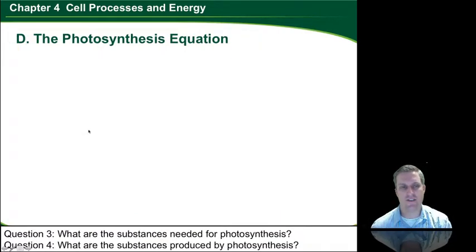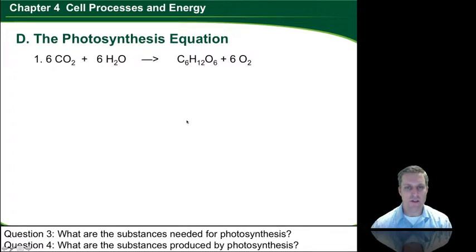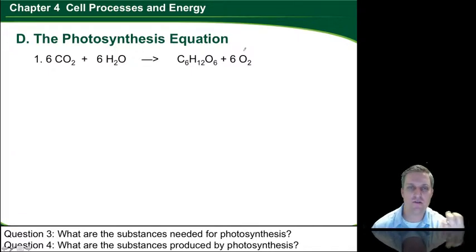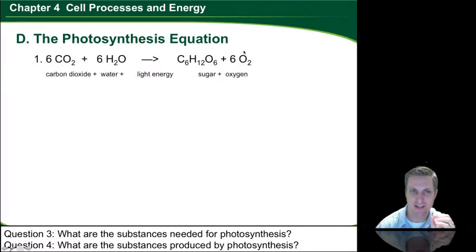Now, let's do our first equation. So this brings us to the photosynthesis equation. So what I have here is the equation for photosynthesis. 6CO2 plus 6H2O yields C6H12O6 plus 6O2. Now what that means, that's actually telling us carbon dioxide plus water plus light energy yields sugar and oxygen.